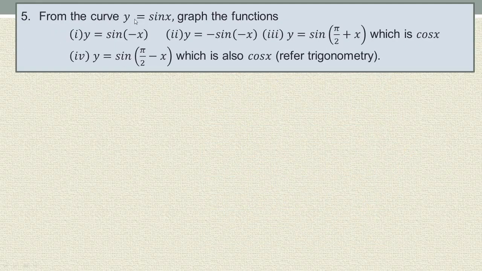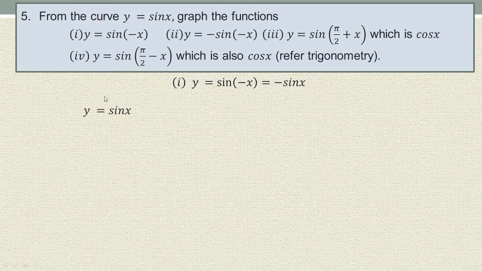From the curve y is equal to sin x, graph the functions. So we have here also 4 subdivisions. So we are going to draw the graph from the graph y is equal to sin x. So the first subdivision, y is equal to sine of minus x. So sine of minus x, by the formula, is minus sine x.